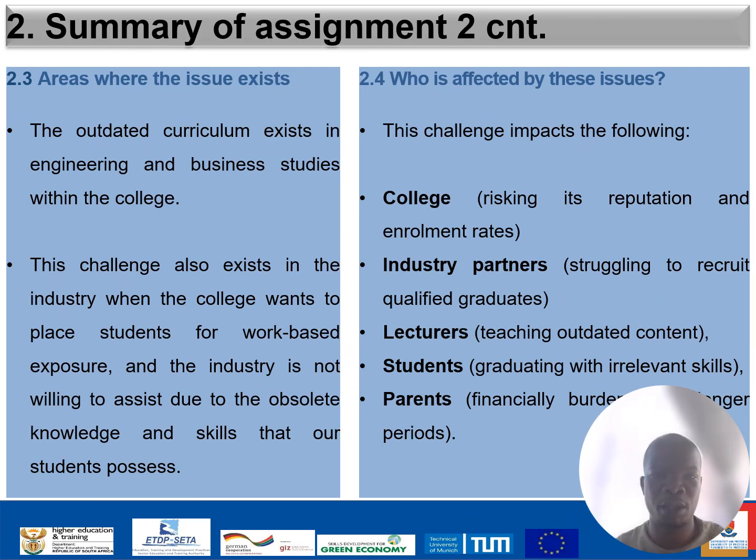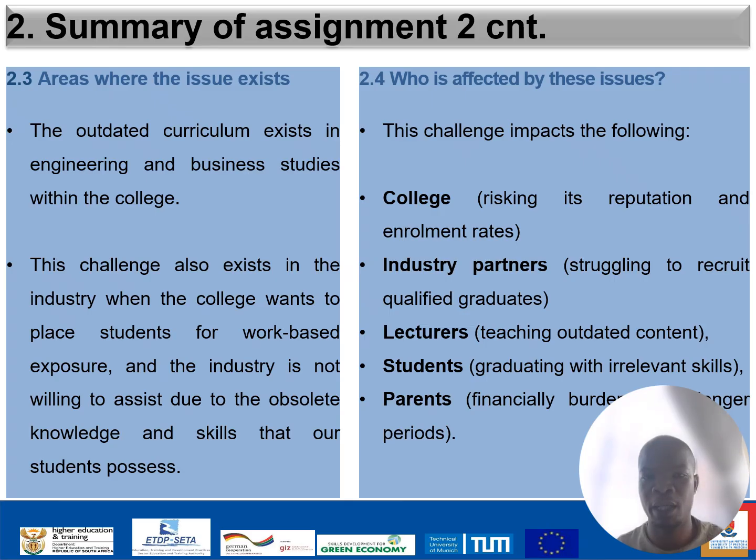Furthermore, on assignment 2, we had to look at the areas where this issue exists. The outdated curriculum exists in the engineering and business studies within our college. This challenge also exists in the industry part, wherein the college, when they want to place students, is unable to place them because the industry is not willing to assist due to the obsolete knowledge and skills that our students often possess.